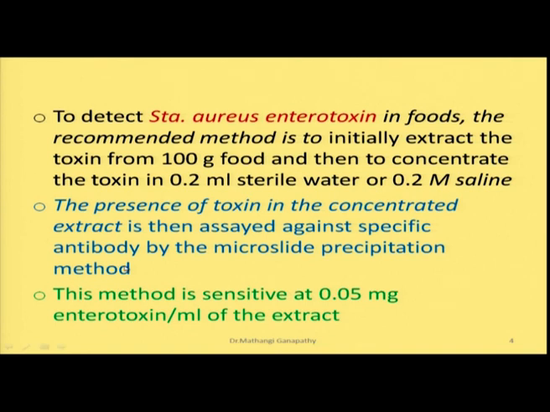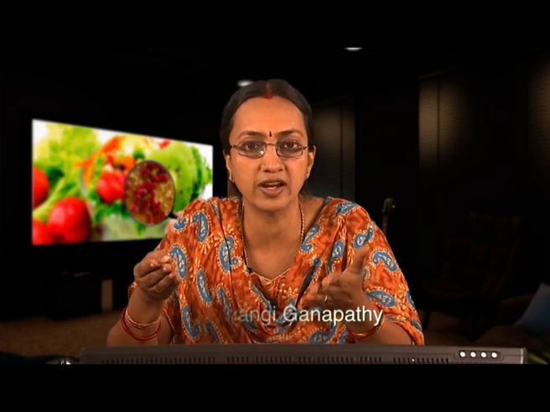So this is a typical immunological method by which you extract the toxin. The toxin is going to be a protein, so you use a typical protein extraction method, concentrate it, then resuspend it in either sterile water or saline, and then assay what the concentration of this is in the whole food. For example, you isolated so many nanograms or so many milligrams from 100 grams of food, and then you identify it using a specific antibody.